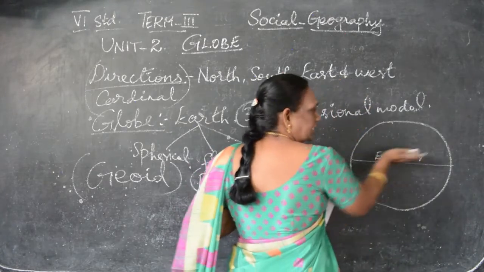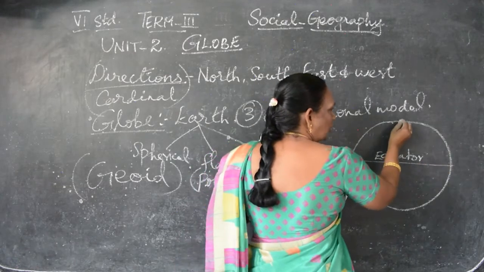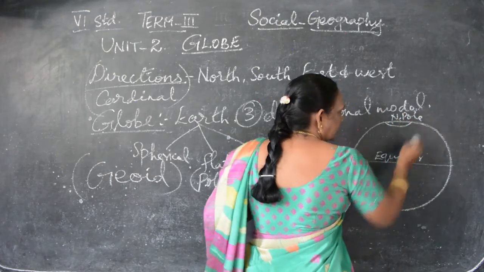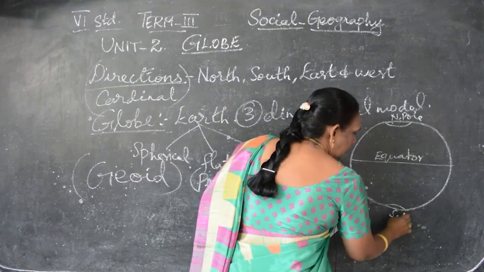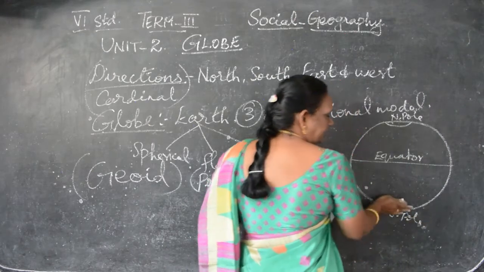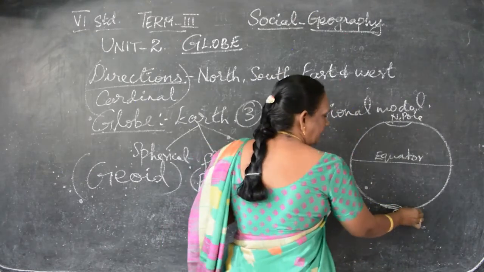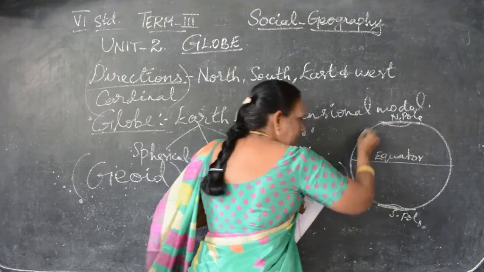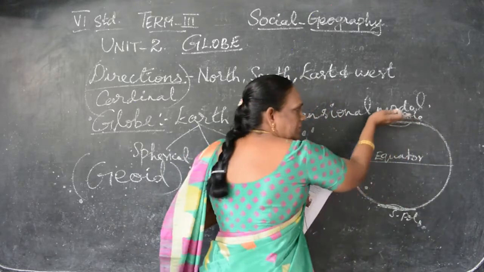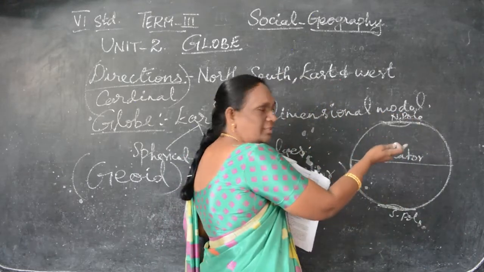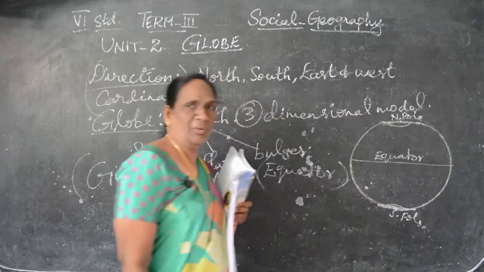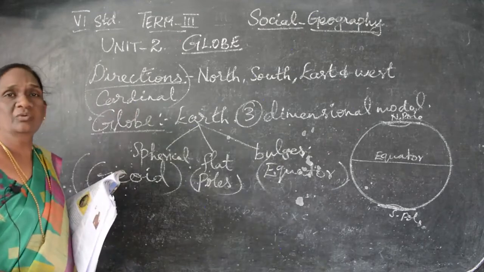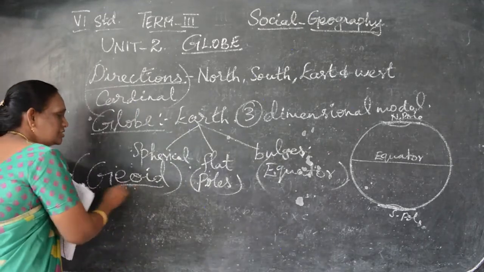இங்க எப்படி இருக்கு? Earth எப்படி இருக்கு? பல்ஜியா இருக்கு, அகலமா இருக்கு. இந்த போல் கிட்ட எப்படி ஆயிடுது? This is north pole and this is south pole. இங்க எப்படி இருக்கு? Flat-ஆ இருக்கு. It is flat in this area. அதனால தான் இது என்ன சொல்றோம்? This is spherical in shape, flat in poles and bulges in equator. So 3-dimensional model. And this Earth is a unique planet and it is called as geoid.